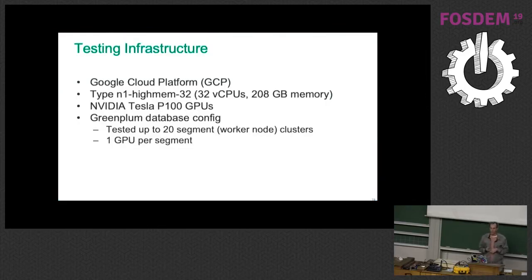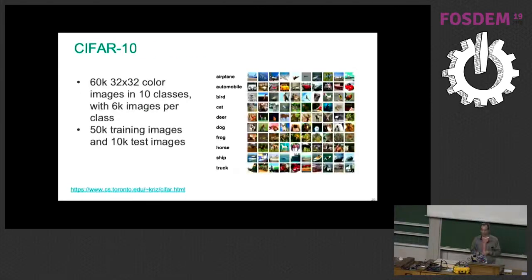The infrastructure that we used, we tested primarily on Google Cloud Platform. We used high memory CPUs with 208 gig of memory per virtual machine. We used P100 GPUs. And we tested database cluster sizes from a single node up to 20 nodes. And we have 1 GPU per segment.